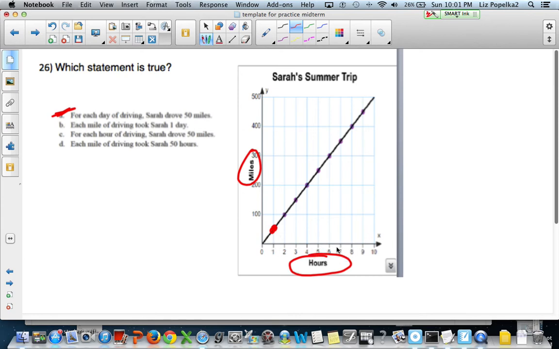This table doesn't even tell you how many hours are in a day, because there's like 24 hours. This is all about hours and miles, so forget about this day stuff. Each hour of driving, Sarah drove 50 miles. Well, 1 hour of driving, here's 50. 2 hours of driving was 100. 3, it's 150. This seems like a contender. Each mile of driving took Sarah 50 hours. Well, that doesn't even make sense. That's just backwards. They got the miles and the hours backwards. Each mile of driving did not take her 50 hours. So the answer has to be C.